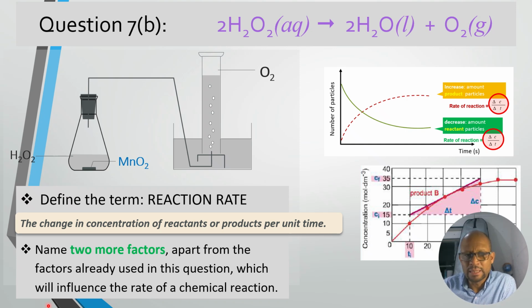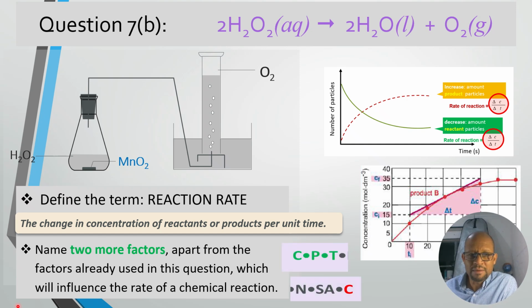So remember to write in both products and reactants must be part of your definition, and don't forget per unit time. In this case, you can also say in a certain time period, but I think it's easier to remember per unit time. The second question that we have here is name two more factors, apart from the factors already used in this equation, which will influence the rate of the chemical reaction. Now, do take note that we've used a catalyst, so we must mention any of the other factors.